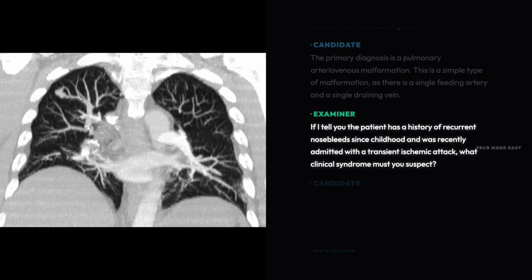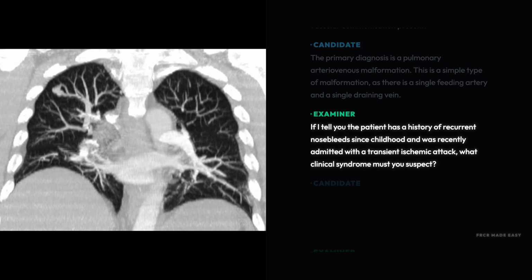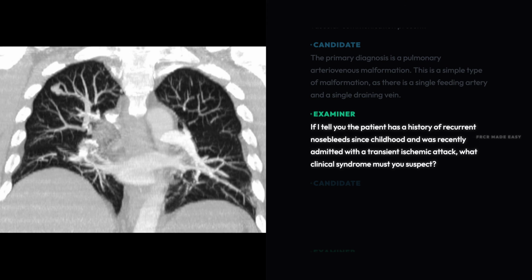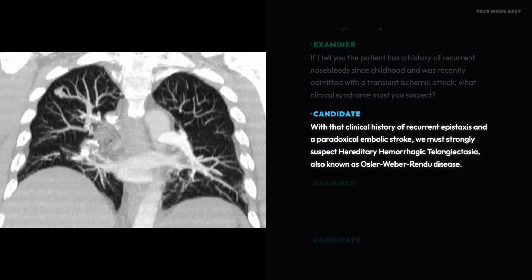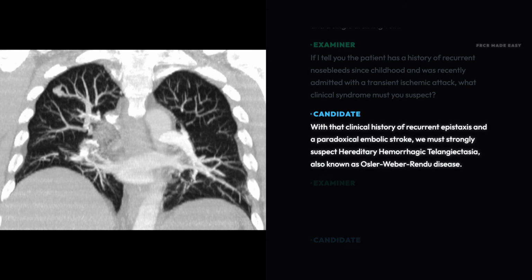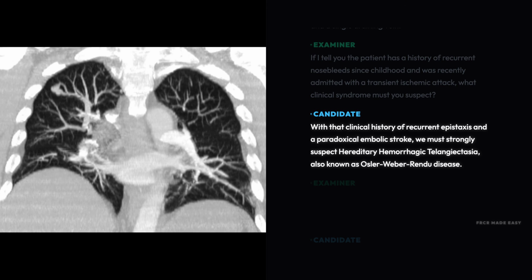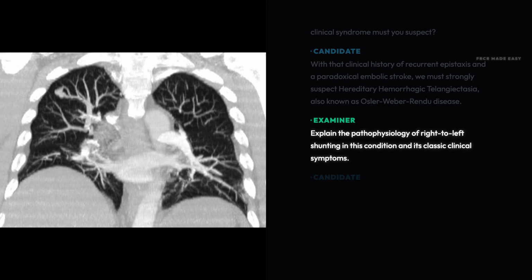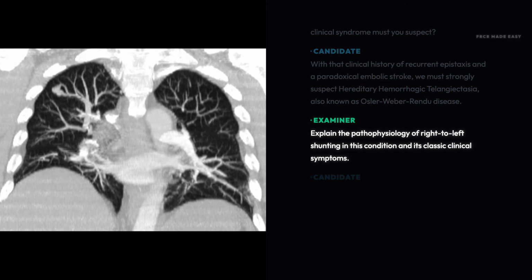If I tell you the patient has a history of recurrent nosebleeds since childhood and was recently admitted with a transient ischemic attack, what clinical syndrome must you suspect? With that clinical history of recurrent epistaxis and a paradoxical embolic stroke, we must strongly suspect hereditary hemorrhagic telangiectasia, also known as Osler-Weber-Rendu disease. Explain the pathophysiology of right to left shunting in this condition and its classic clinical symptoms.